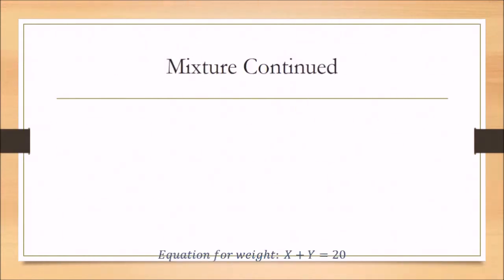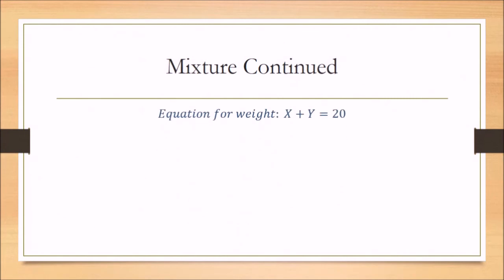So on the next slide, we're going to show you that the equation for weight was x plus y is equal to 20. So that was when we go from left to right. And then when we go from top to bottom, then our equation for percentage is 0.20x plus 0.40y equals 0.25 times 20. Now remember, it's 0.20 and 0.40 because it's percentage. You don't ever want to just put 20 or just 40 because that's not actually what the percentage is. A percentage is a decimal.